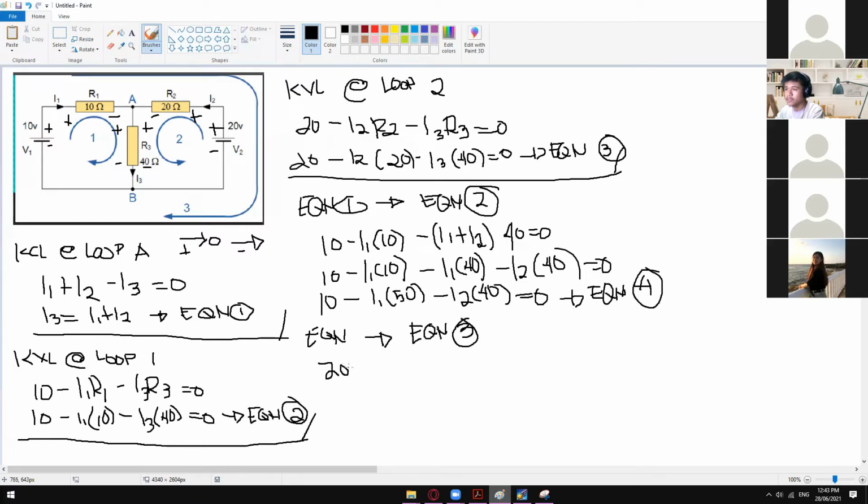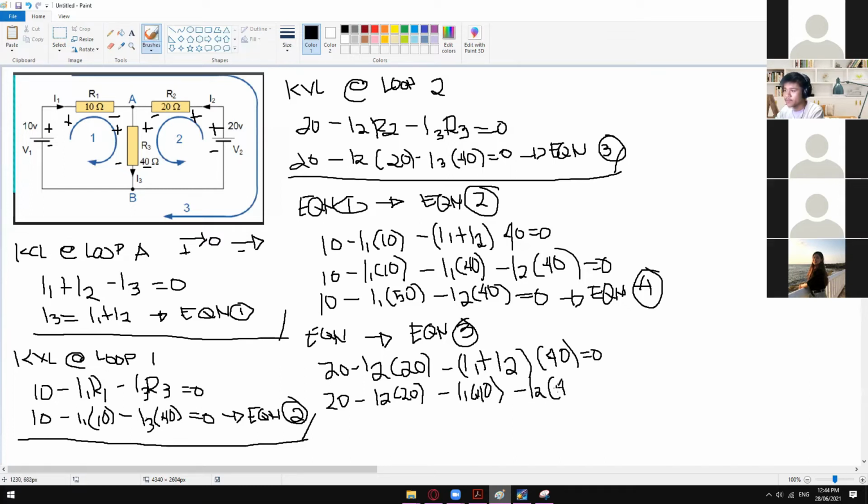Okay, so we have 20 minus I2 times 20 minus, so our I3 is I1 plus I2, so minus I1 plus I2 times 40 is equal to 0. Okay, and then just simplify this one a little bit more. So this one will become 20 minus I2 times 20 minus I1 times 40 minus I2 times 40 is equal to 0. So this one will become 20 minus, so we have 2 I2, so 20 plus 40.